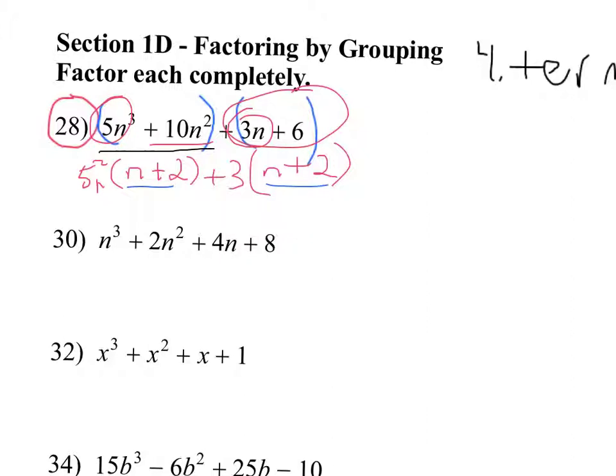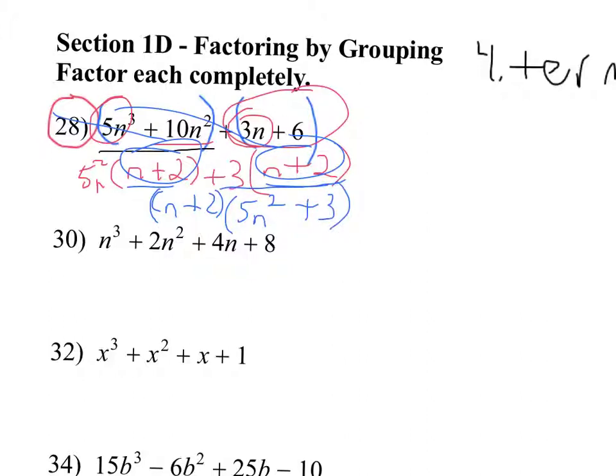Then at the end, you're going to have two binomials multiplied together. One of them is going to be that common one, n plus 2. So it's like I'm taking out this n plus 2 and this n plus 2 from each of the halves. If I take it out of the first part, I'm left with 5n squared. So in my second binomial, I'm going to be left with 5n squared. And if I take the n plus 2 out of this last part, I'm left with plus 3.